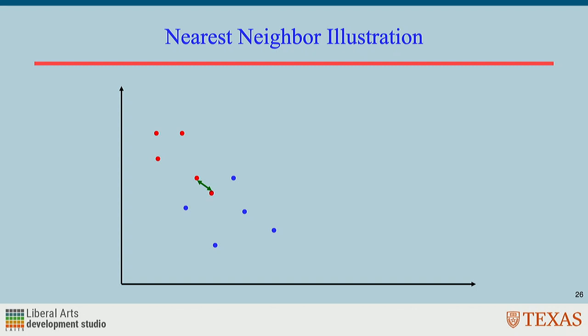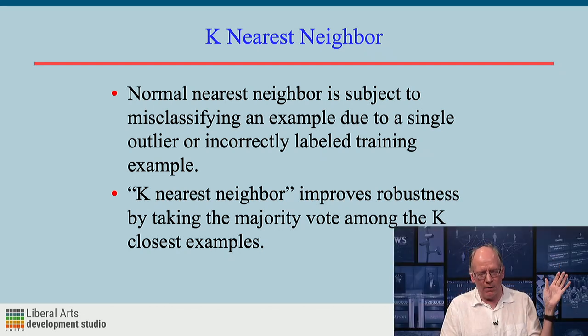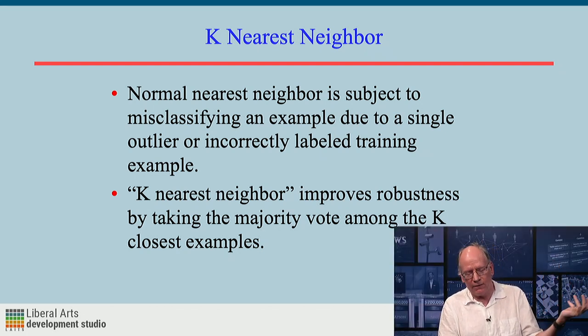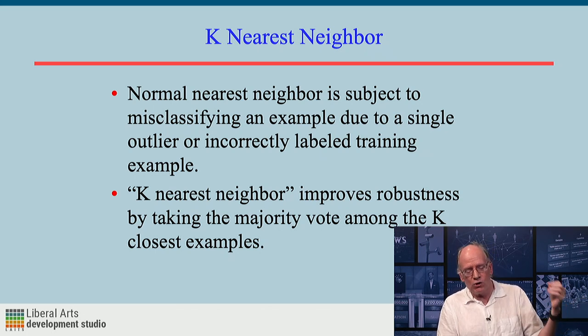Now, you might look at this and say, I'm not so sure I would have called that point red, given where it is in this space. And so there's a generalization of this approach called k-nearest neighbor, where the normal nearest neighbor is subject to misclassifying an example due to just one single example. Sort of a lot to base a decision on. It's just one example. It might be incorrectly labeled. It might be an outlier that's not really representative of the class. So k-nearest neighbor says, we can improve that by taking a majority vote amongst the k closest examples.